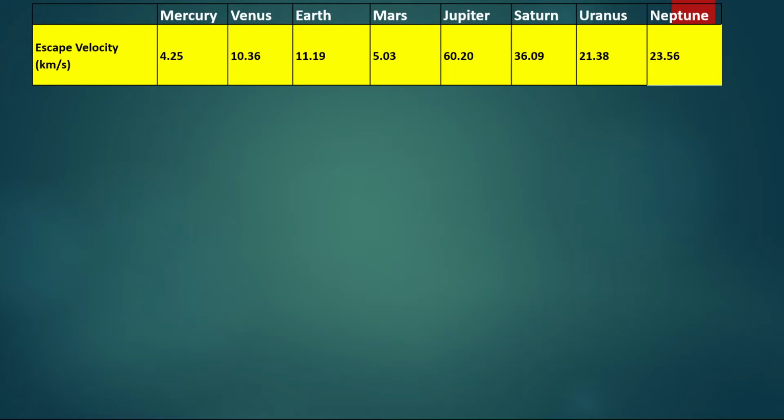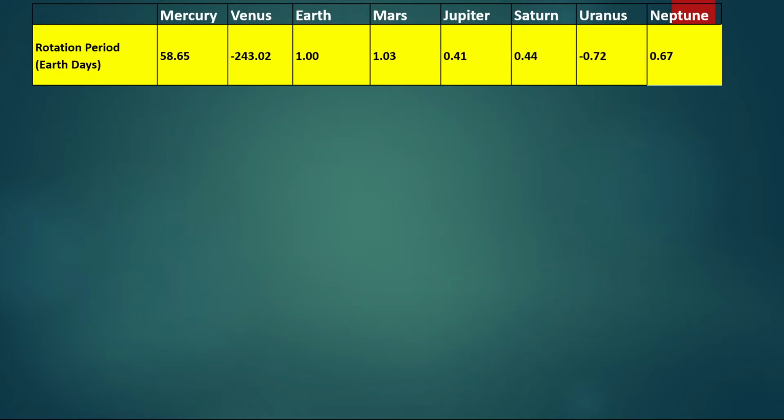Now what is escape velocity? Escape velocity is the velocity required to escape from the atmosphere of that particular planet. You can see here the gravitational force plays a role in the calculation of escape velocity. You need a speed of around 11.2 kilometers per second, I am saying per second, to escape from the atmosphere of Earth. You can see Jupiter has the highest escape velocity.